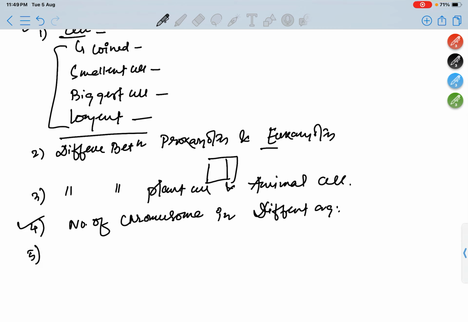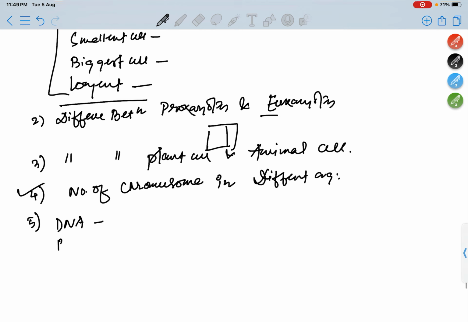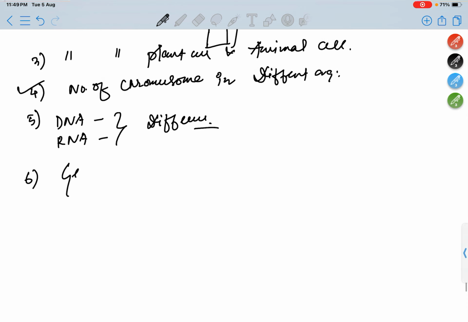Next you should read is DNA. What is the full form of DNA? Deoxyribonucleic acid. That's it. Then RNA. RNA full form ribonucleic acid. Then difference between both. That's it. Next, from genetics, who is the father of genetics? Who coined the term? That's it.